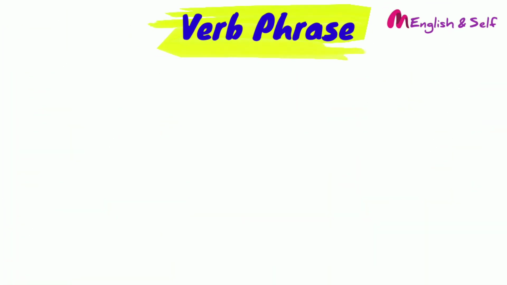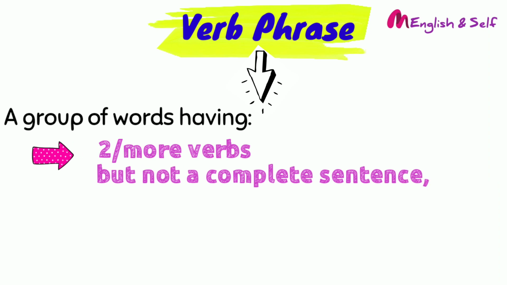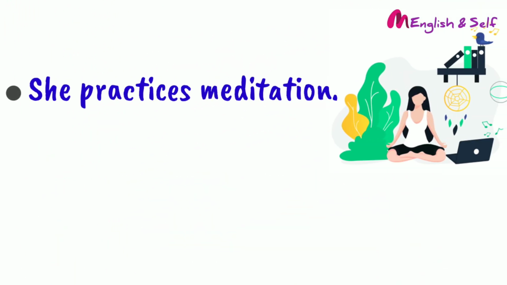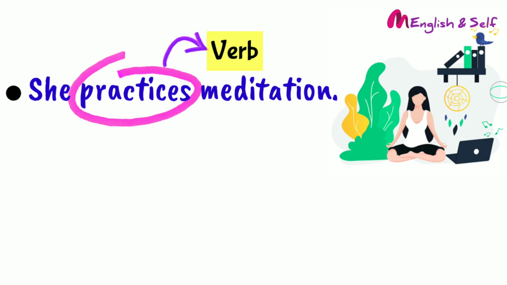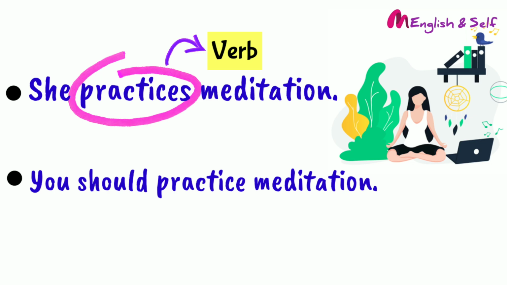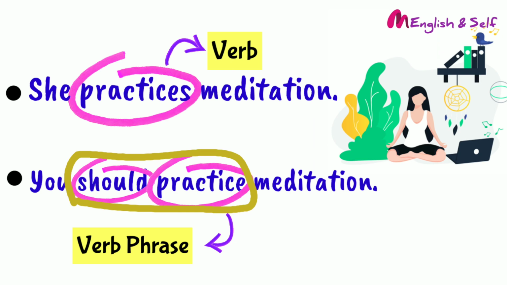Starting with verb phrase. Verb phrase is a group of words having two or more verbs, but not a complete sentence. In that group of words, there will have both principal and auxiliary verb. For example, she practices meditation. In this example, practices is your verb, but it's not a phrase since it's only one word. But when you say, you should practice meditation, here you got two verbs. One is modal auxiliary verb should, and another is principal or main verb practice. So together, they have become your verb phrase should practice.